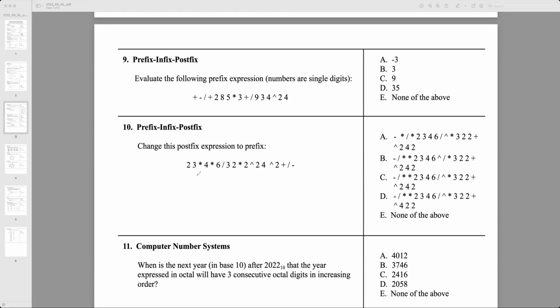Knowing this, let's first make this into infix, which is just normal. So we see here 2 times 3. Then we're at 2 times 3. And we have a postfix. We're going to go like this. And 3 times 2 here.